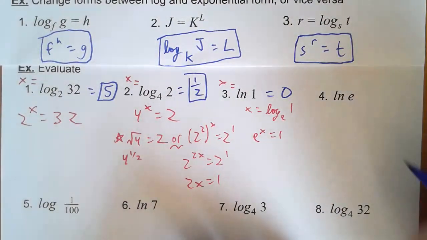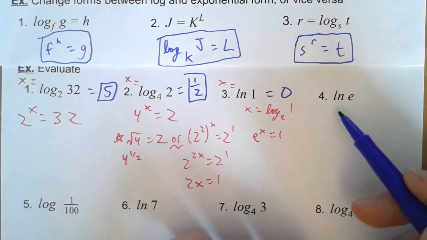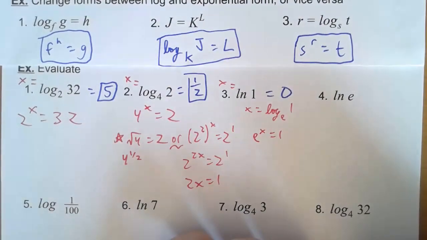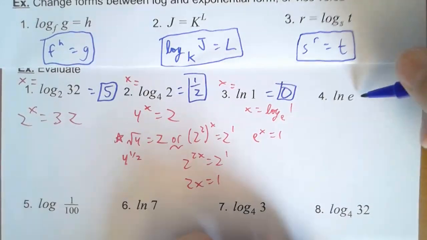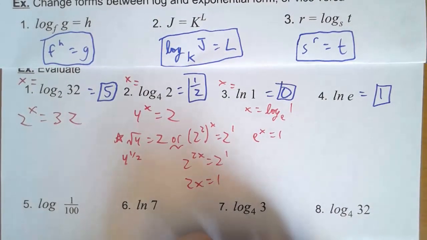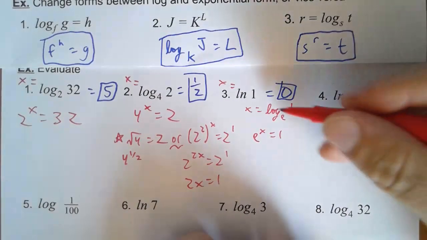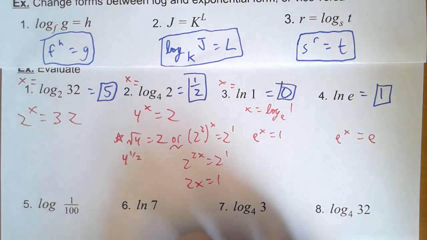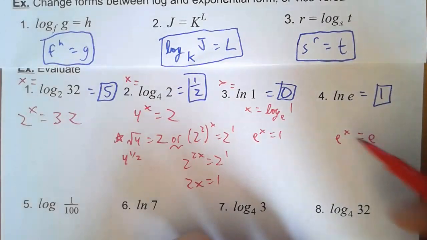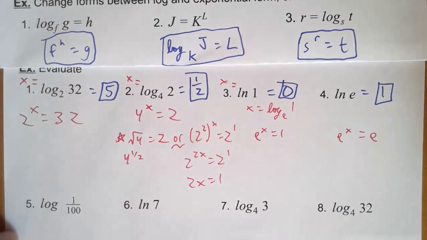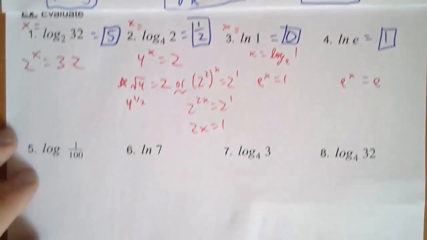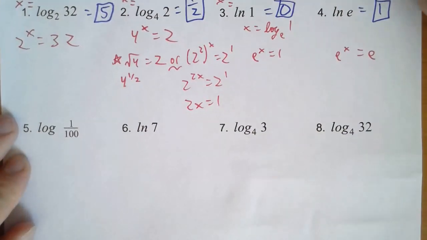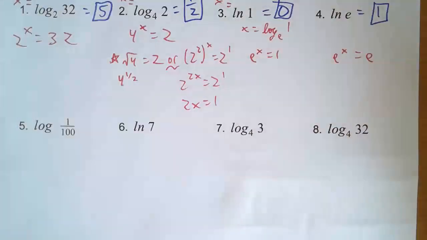Okay. All right, what about here? What exponent could I put on e to get e? Well, the exponent that doesn't change anything is 1. Again, if you need to, you could go through the same process here. You'd be looking at e to the x equals e. Well, e to the 1 equals e.